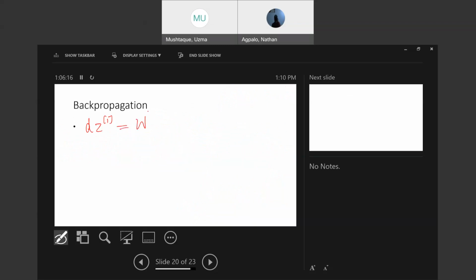W2 transposed times dZ2, and then an element-wise multiplication, because these are vectors and matrices, with the derivative. So this is the first derivative, and then z1, right? This is the equation that is going to be there for every z. So for example, if this was dz2, then these are going to change accordingly, right? So this is what's going to be for dz1.